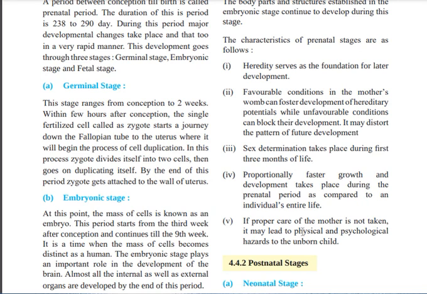And why is the cell duplicated? Because the baby will come. Okay, the second stage is nothing but your embryonic stage. Okay, embryonic stage. At this point, the mass of cells is known as an embryo.